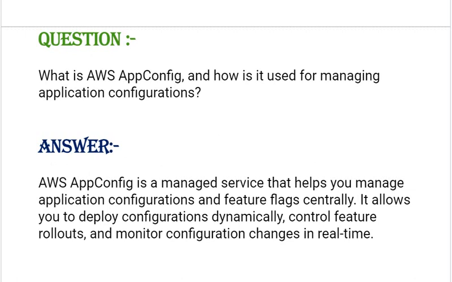Our next interview question is, what is AWS AppConfig and how is it used for managing application configurations? Your answer should be: AWS AppConfig is a managed service that helps you manage application configurations and feature flags centrally. It allows you to deploy configurations dynamically, control feature rollouts, and monitor configuration changes in real time.